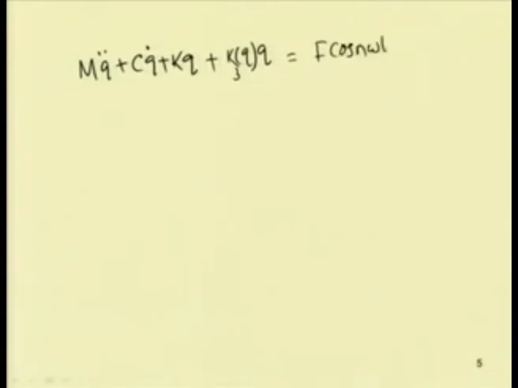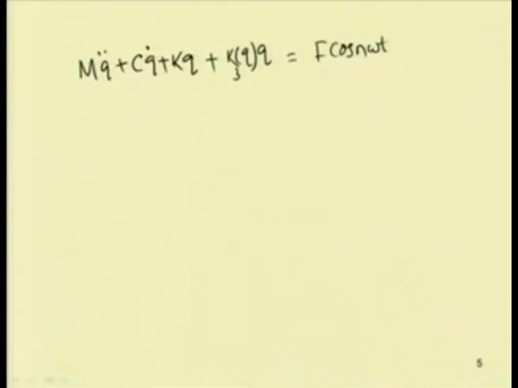That is m q double dot plus c q dot plus k q. Let us take the nonlinear terms, which I can write in this form: a function of k 3 q, the nonlinearity. And then let me put a forcing term, which I write in this form: f cos n omega t.